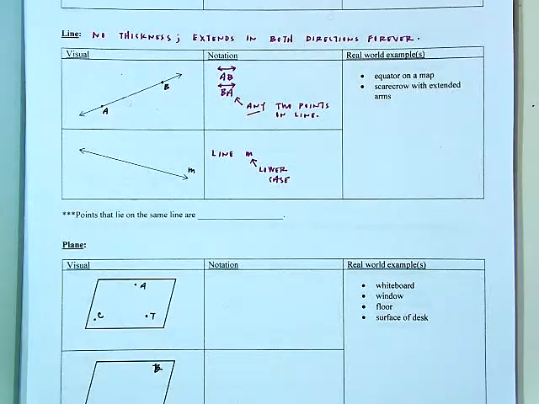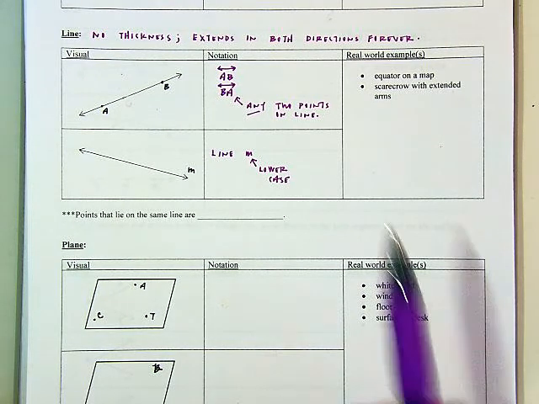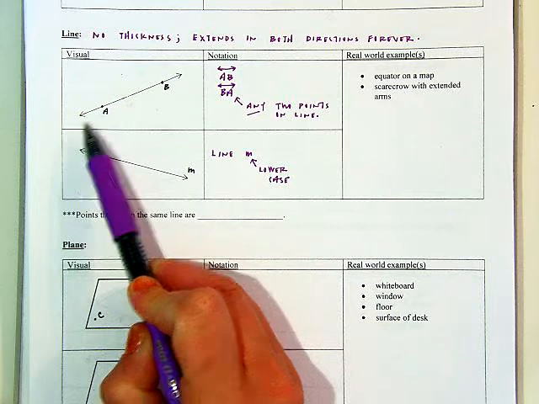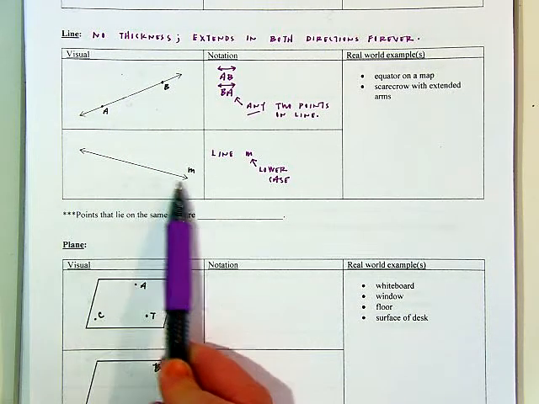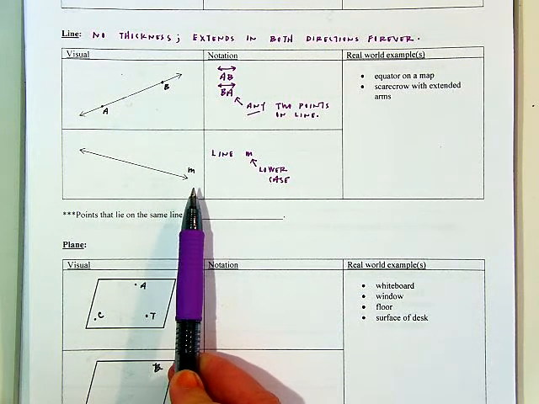So again, a line has no thickness, yet it extends in both directions forever. So you're looking at anything that you can picture as the thinnest straight pathway. It's just continuous in both directions. We can name it by any 2 points on the line, order doesn't matter. Okay, or we can name it by a lowercase letter off to the side.